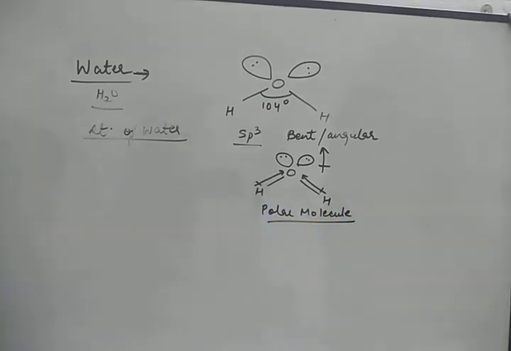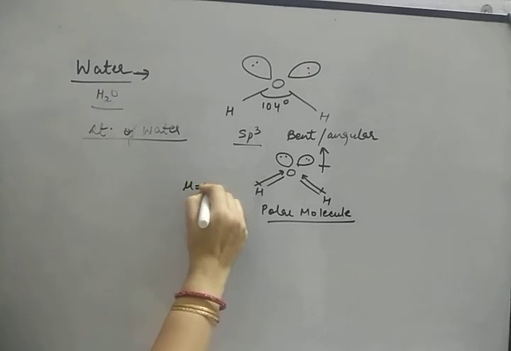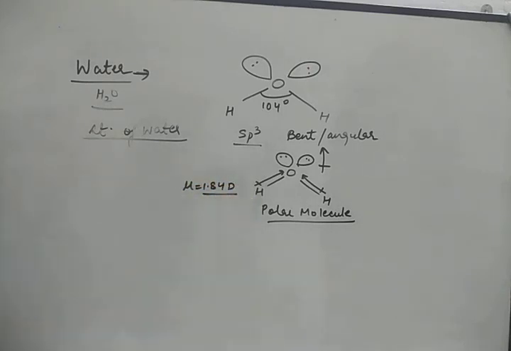Okay. Water has a resultant polarity. It has a resultant dipole moment of 1.84 D. So water is a polar molecule because oxygen is more electronegative as compared to hydrogen. And because of this electronegativity difference, water can also make hydrogen bonding.